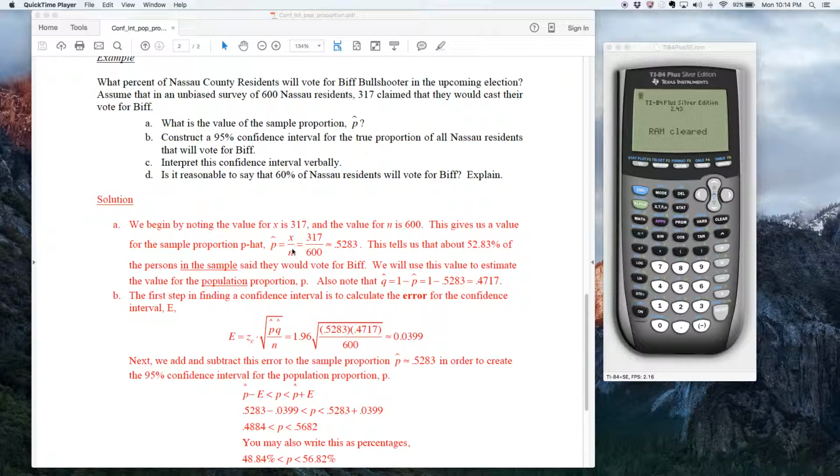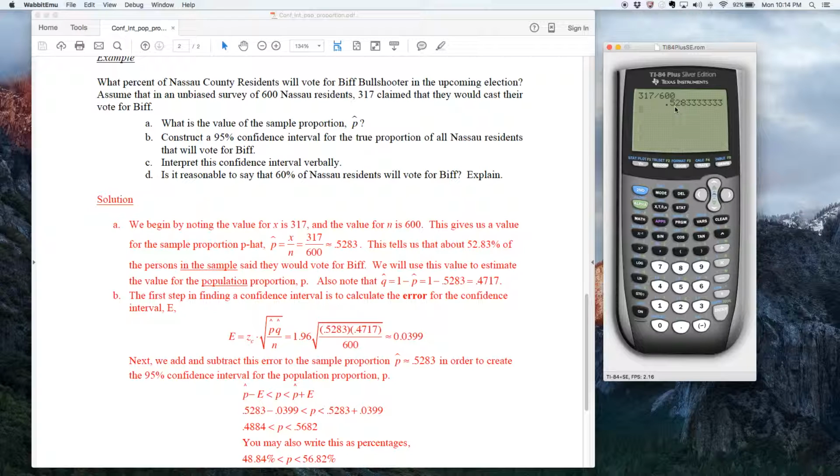So the percentage here, as a proportion or a fraction, is 317, which is the x, and then 600, which is the n. That's just a fraction. Fractions are decimals, and decimals can be converted to percents. So when you divide that in your calculator, 317 divided by 600, you hit enter, and you get approximately 0.5283. I just rounded to 4 decimal places, as you can see.